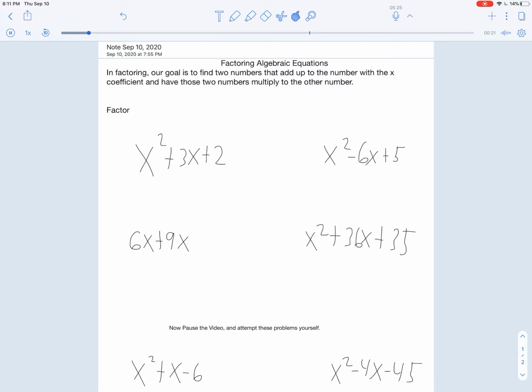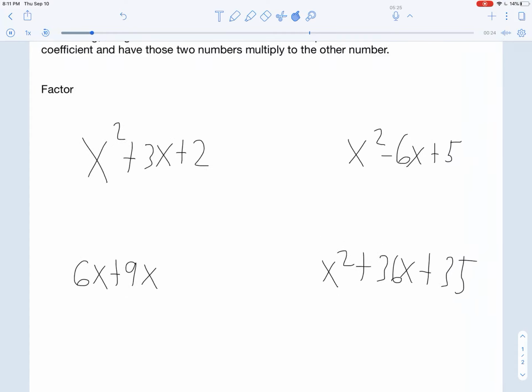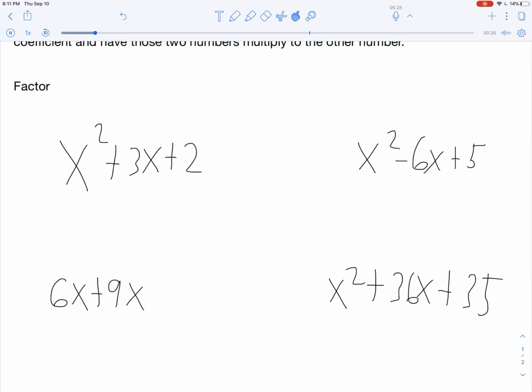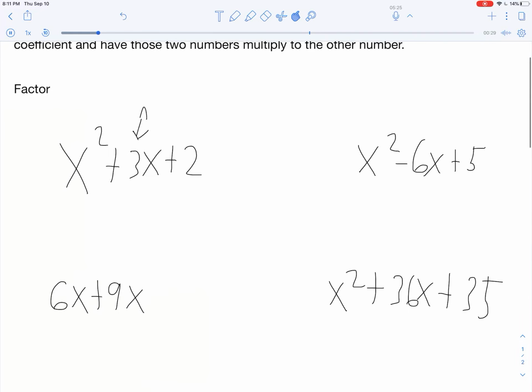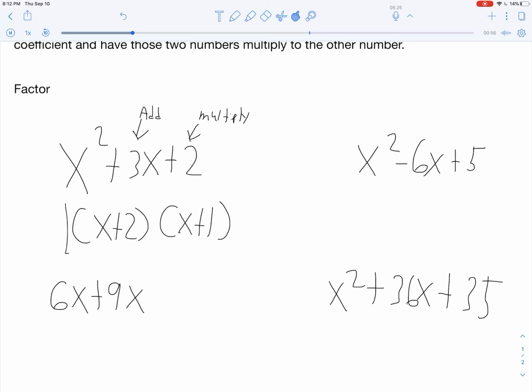So we have to factor x squared plus 3x plus 2. Our goal is to find two numbers that add to 3 and multiply to 2. When I think of two numbers that multiply to 2 and add to 3, I immediately think of 2 and 1. So I simply write it as x plus 2 and x plus 1. And there, that's it. It's factored.